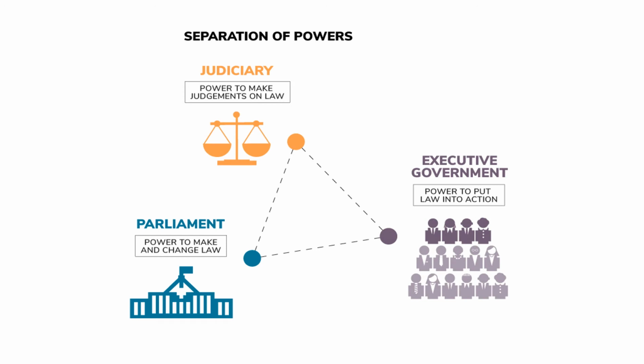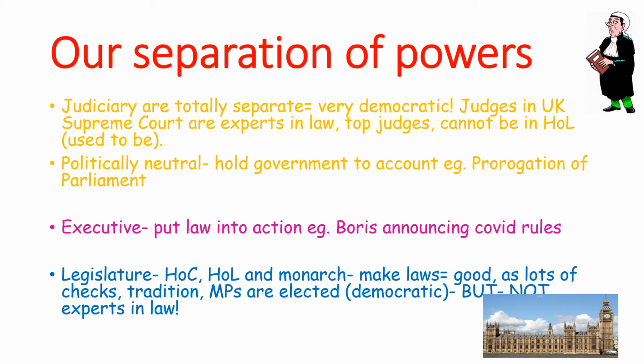Going more into our rule of law and again in our democracy, we've got a separation of powers in this country, which is brilliant. So our judiciary, our system of courts and judges are completely separate to our executive and our legislature. Our judiciary, who are our judges, make judgments on the law. Our executive, who are our government, they're the ones who put law into action, and our legislature is the whole of Parliament, the House of Commons, the House of Lords and the Queen, and they're the ones who make the laws. So our judiciary are totally separate, which is really democratic.